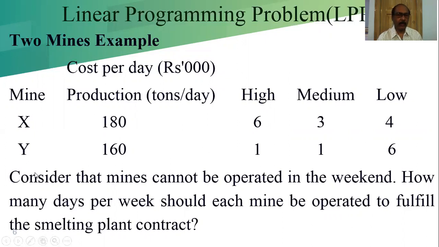From that we have to calculate what they are asking. Consider that the mines cannot be operated at the weekend. That means the mines are not operated on all 7 days of the week. How many days per week should each mine be operated to fulfill the smelting plant contract? Normally we consider a 5-day week. We can also consider a 6-day week. According to that, the problem formulation will change.